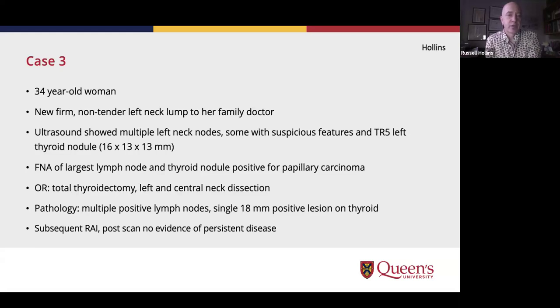Got her into my thyroid clinic the next few weeks, and we did a needle aspiration of both a suspicious looking thyroid nodule and the lymph node, both of which were positive for papillary carcinoma. And she underwent a total thyroidectomy and neck dissection procedure for that. Quite a lot of positive lymph nodes, a moderately aggressive thyroid cancer. And so subsequently, she's gone on to see one of our endocrinology colleagues and had radioactive iodine treatment. The post-scan report, which was reassuring, showed no evidence of persistent disease at this time.